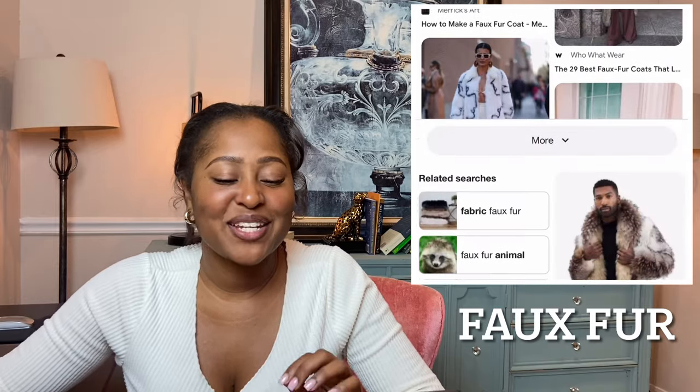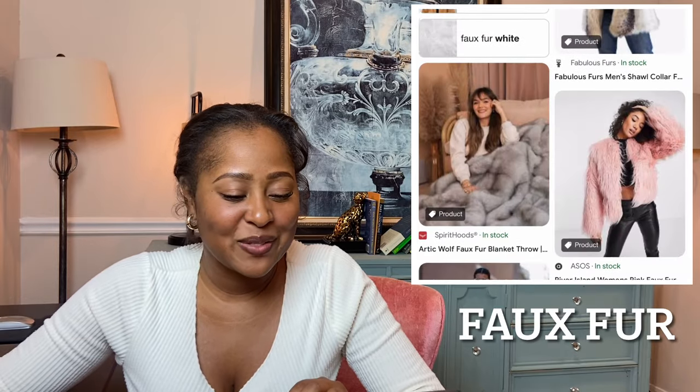Faux fur. An alternative to real fur, faux fur is a warm, durable, and versatile fabric commonly used in fashion to make outerwear and accessories. A blend of polyester, modacrylic, M-O-D-A-C-R-Y-L-I-C, modacrylic, I hope I'm saying that right, and acrylic fibers.